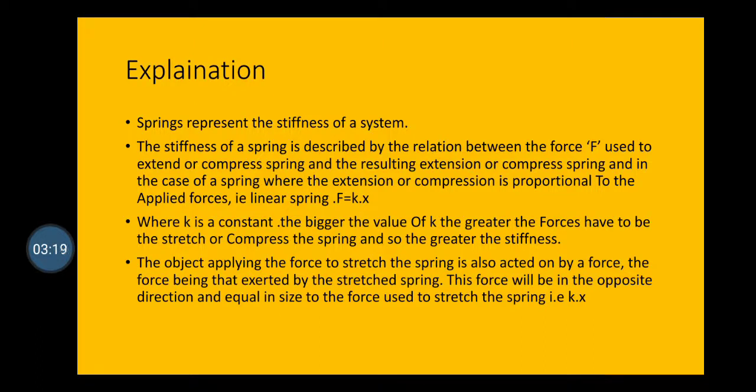The stiffness of a spring is described by the relation between the force F used to extend or compress a spring and the resulting extension or compression X. In the case of a spring where the extension or compression is proportional to the applied force, that is a linear spring, the formula is force F is equal to K into X, where K is a constant.